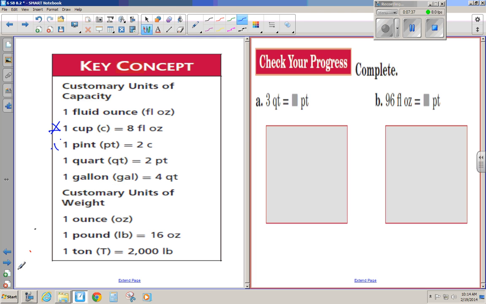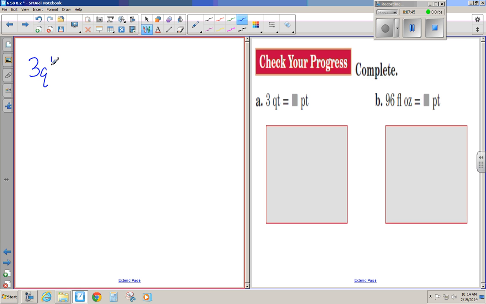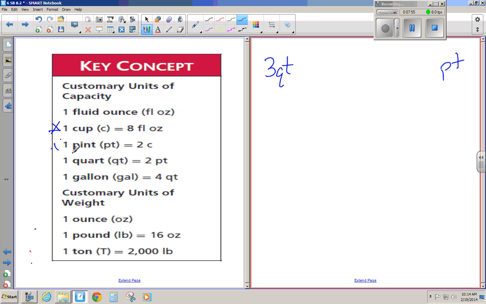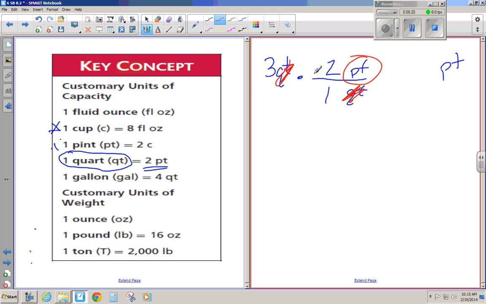All right, so let's do this one. 3 quarts. We need to get to pints. So look back here. Here's a quart. So that means we multiply by a conversion factor where quarts is in the denominator. And it just so happens that pints is the numerator. So how many quarts and how many pints? And now we see the quarts cancel out. Pints is all that's left over. 3 times 2, 6 pints. That's how many pints are in 3 quarts.